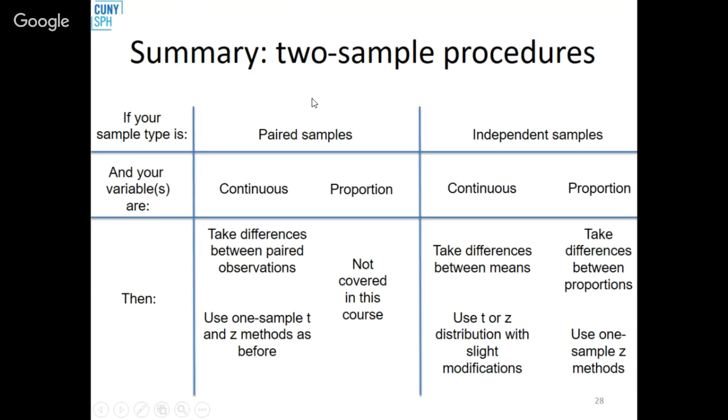So just to summarize these two sample procedures, for paired samples with continuous data, you take the difference and then use the one sample T or Z methods as before. For independent samples, you instead use differences in means, not between observations, either differences in means or differences in proportions, and then use these slightly modified T or Z distributions. Or if it's proportions and they're large enough sample size, use a one sample Z test.